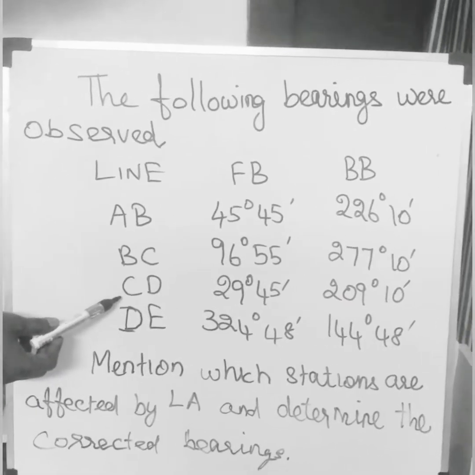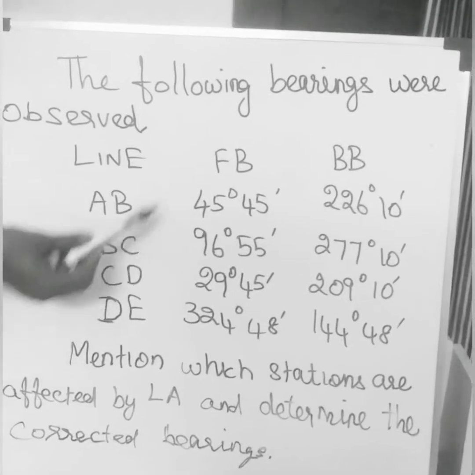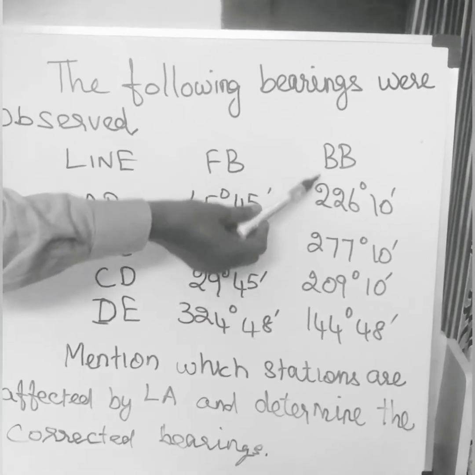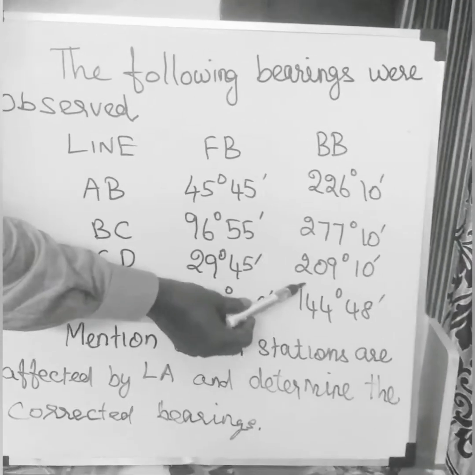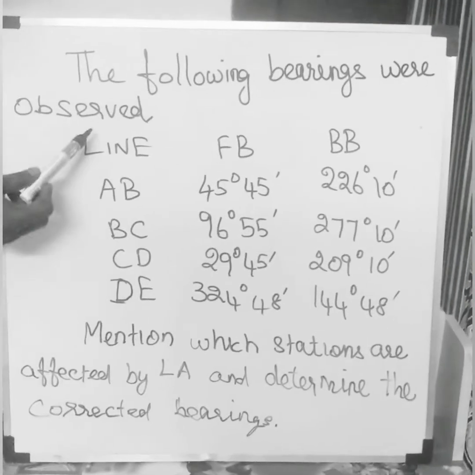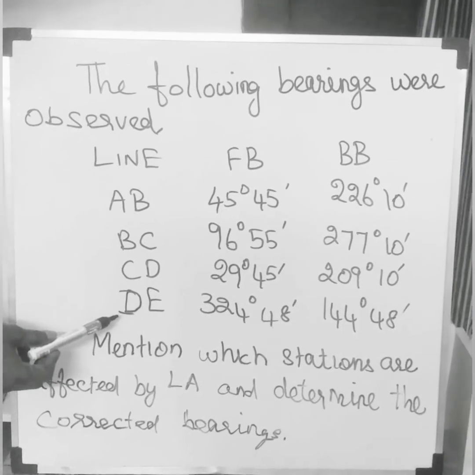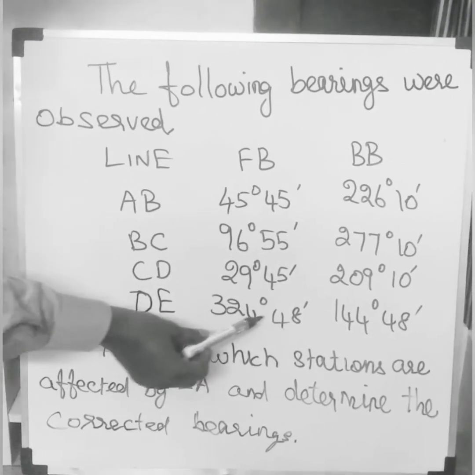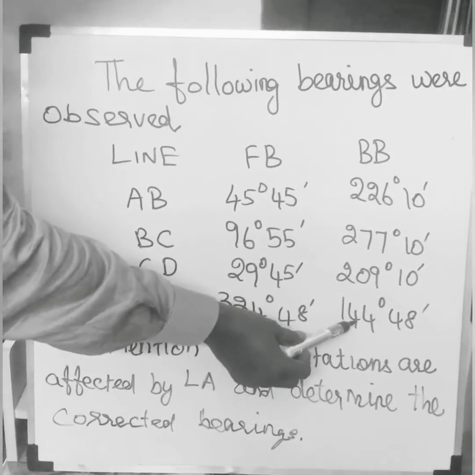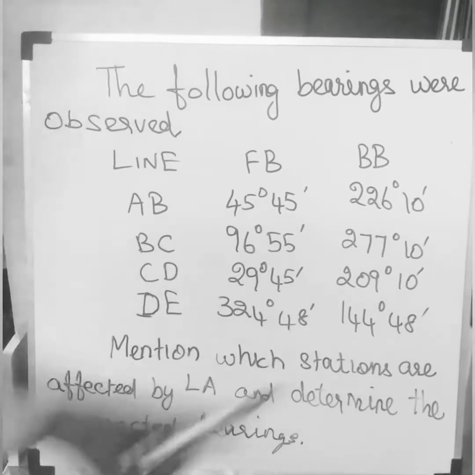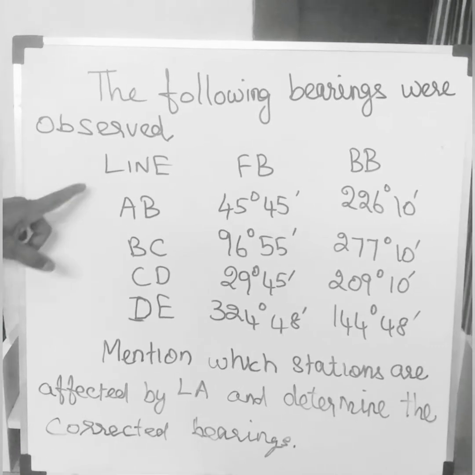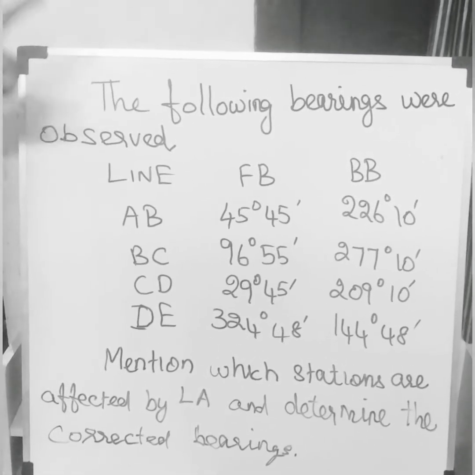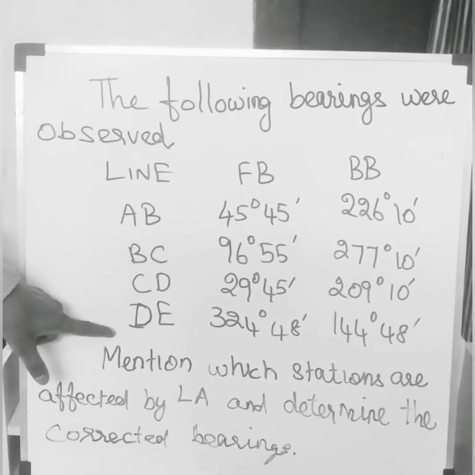Next, line CD. The fore bearing of line CD is 29 degrees 45 minutes. The back bearing of line CD is 209 degrees 10 minutes. Next, the last line DE. The fore bearing of line DE is 324 degrees 48 minutes, and the back bearing of line DE is 144 degrees 48 minutes. These are the observations made using a compass with the given open traverse.